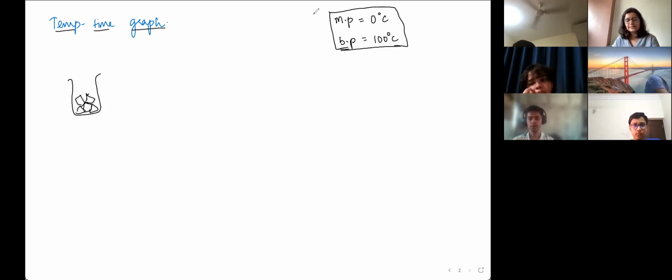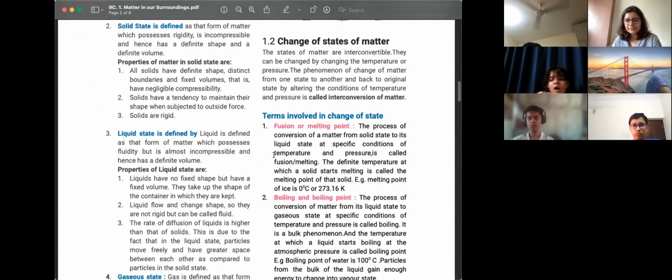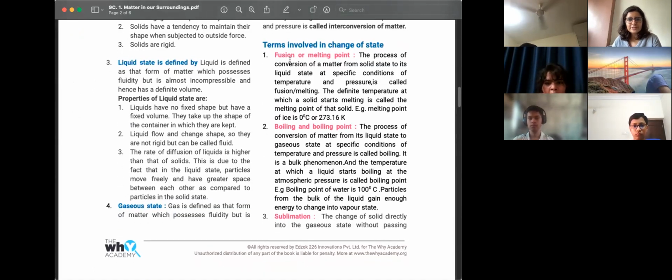Actually, before doing this, let's get familiar with these terms quickly. Terms involved in change of state. Fusion, we have studied. Fusion is basically melting, the process of conversion of matter from solid to liquid. We call it fusion, which you know as melting. Fusion does not happen randomly. It happens only at one particular temperature. Once that object hits that temperature, if it is a solid, it will melt and become liquid. So that definite temperature at which a solid starts melting is called the melting point.